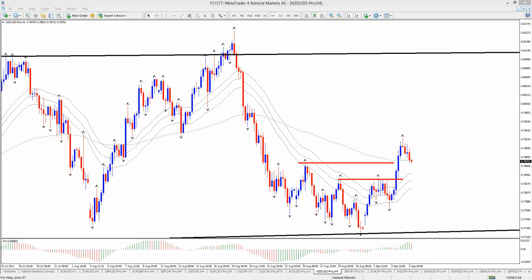So the only question here is, do we have a trend? Let's take a look at that. Step 1, trend. The daily chart is a range, but the 4-hour chart is in a trend. So that's fine.